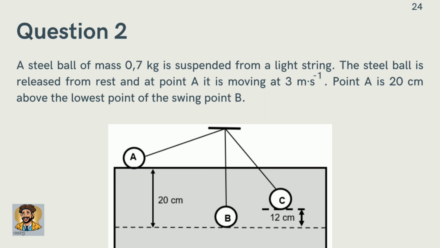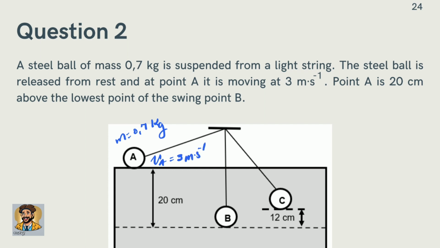Anyway, the question says a steel ball of mass 0.7 kilograms is suspended from a light string. The steel ball is released from rest, and at point A it moves at 3 meters per second. So note, at point A it is not at rest. The speed at point A is equal to 3 meters per second.